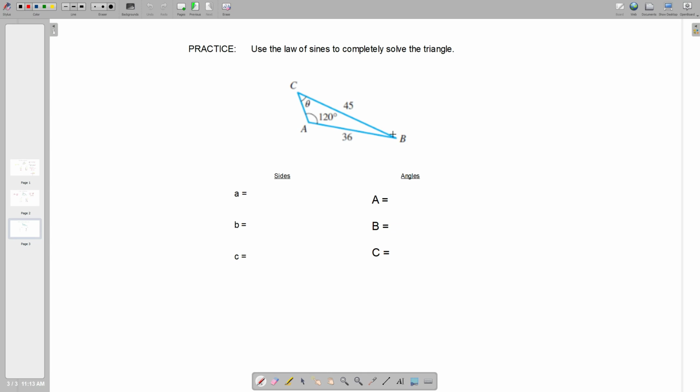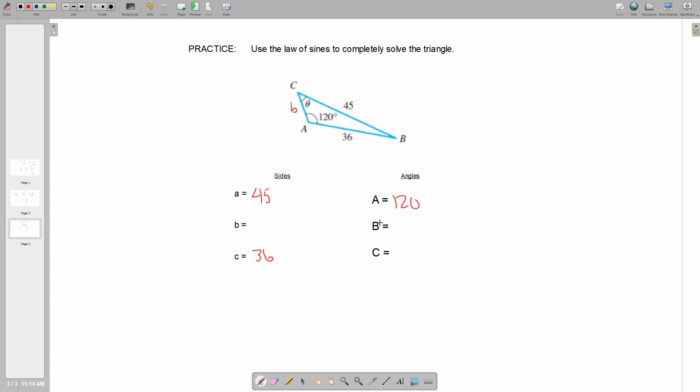Let's see. We know little a is 45. We know little b, I don't know little b. I'm going to find that. I know little c is 36. Do I know angle A? I do, 120. Do I know angle B? Nope. And angle C? Nope. Okay, so let's first find the missing angles because I've been doing them that way.